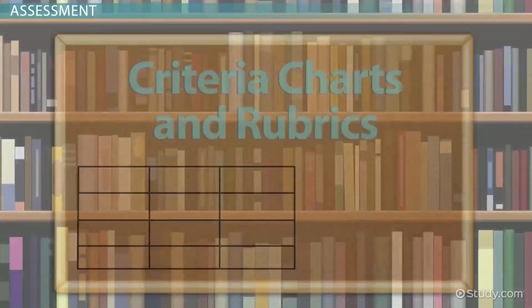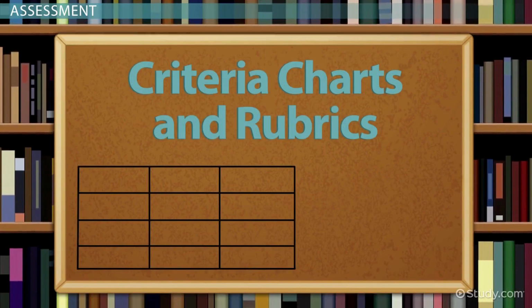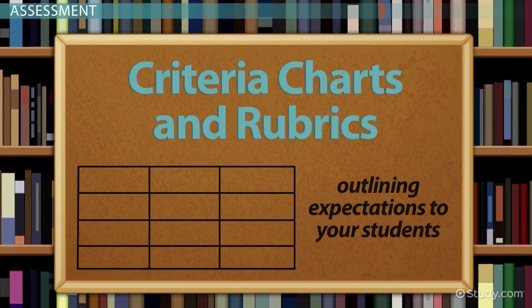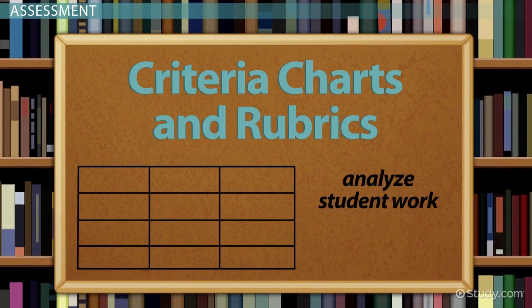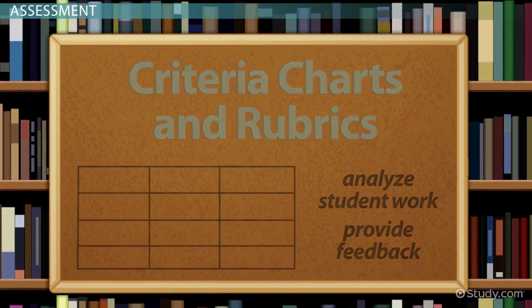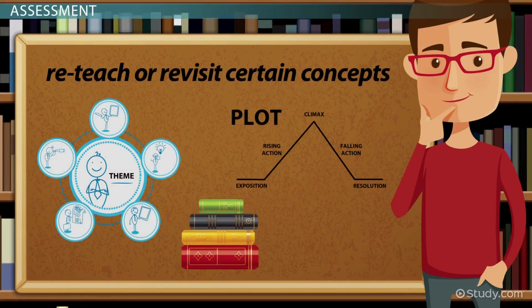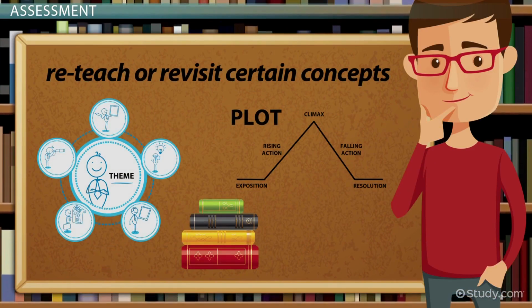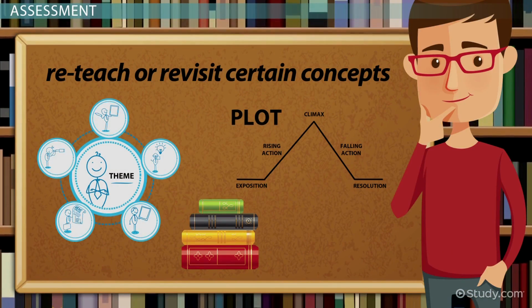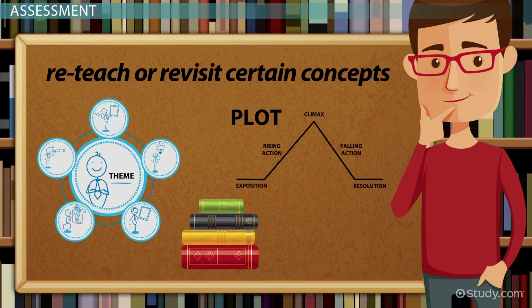You can develop criteria charts and rubrics, which are ways of outlining expectations to your students. Use this criteria to analyze student work. Provide feedback for students with suggestions for improvement. If need be, reteach or revisit certain concepts that students struggle with. Any way you decide to assess, be sure it will show how the students have achieved the standard.